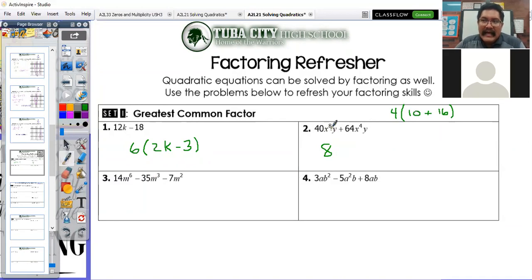Now this one's tricky because we don't have only a number. We can divide them by variables as well. Both terms have an x, so I'm going to take at least one x from both of them. But I want the maximum number I can take out.